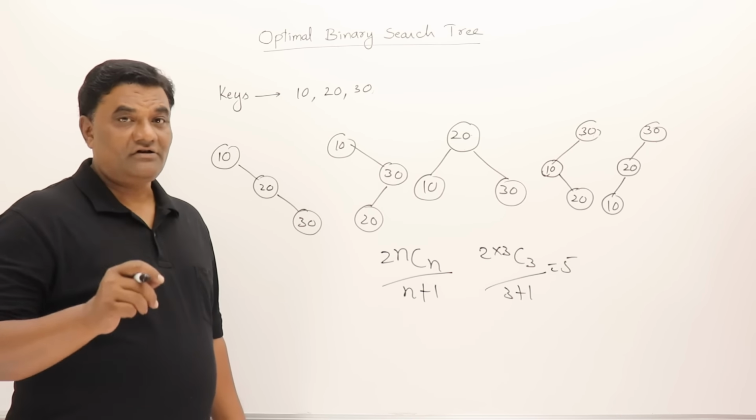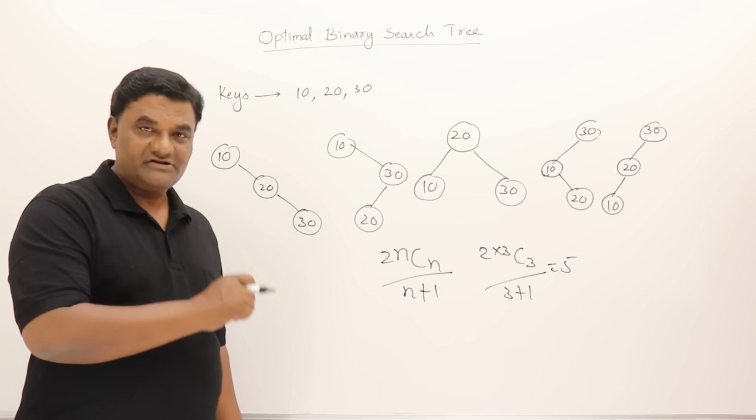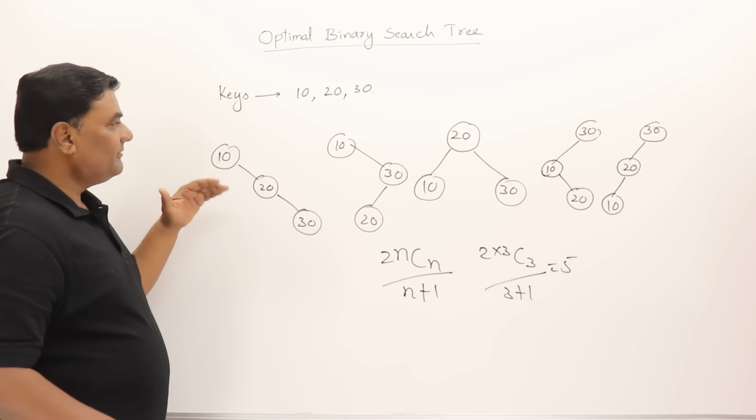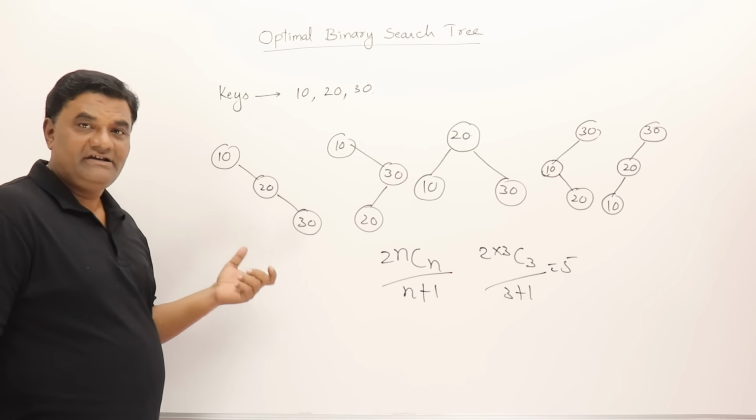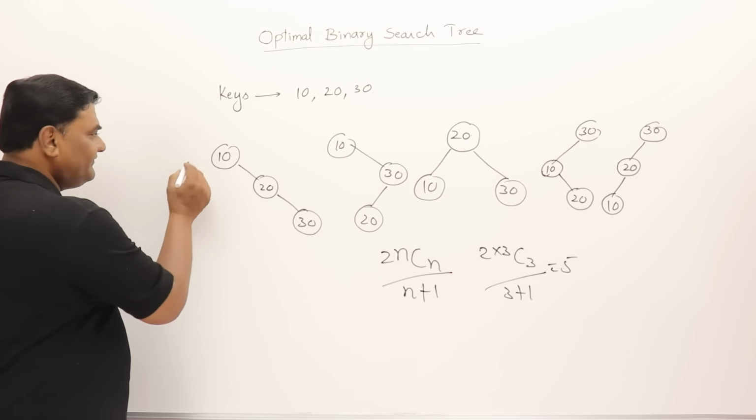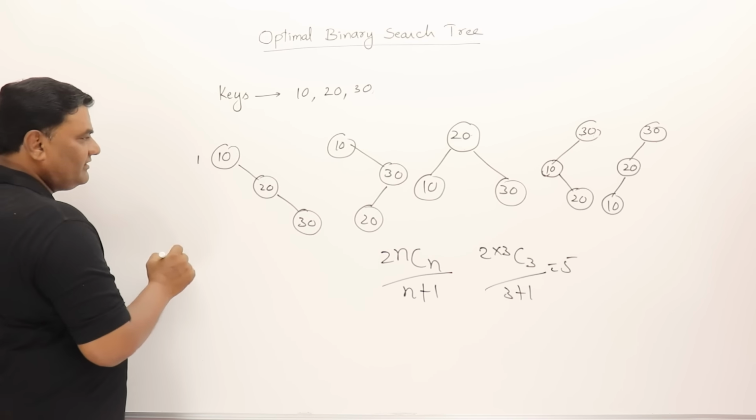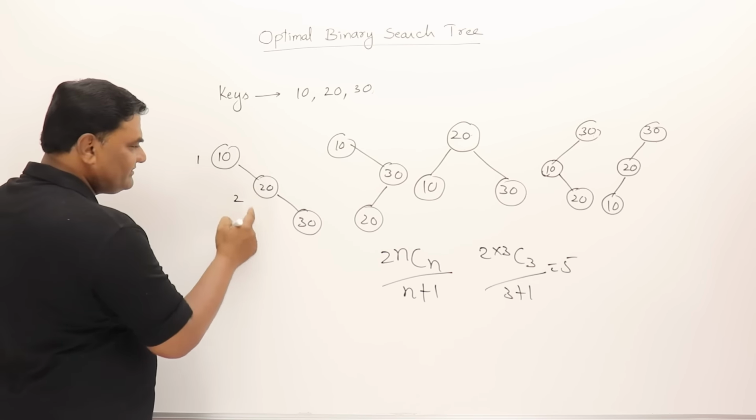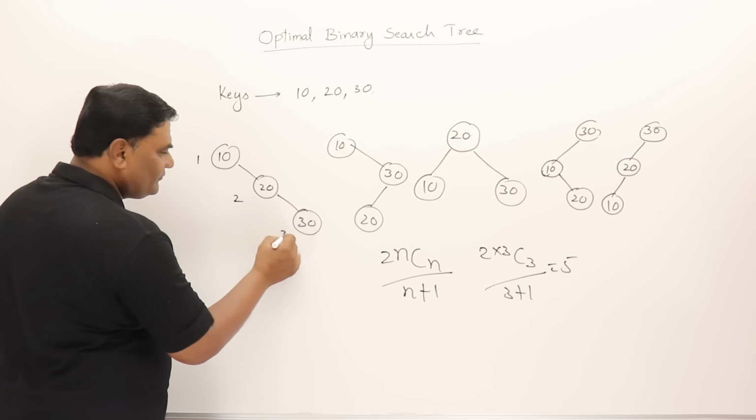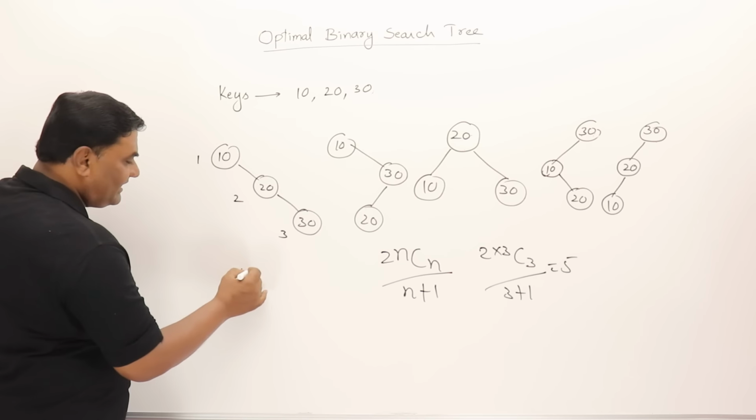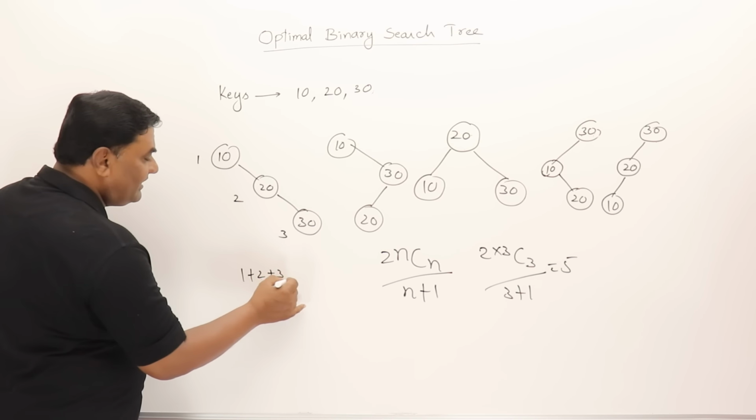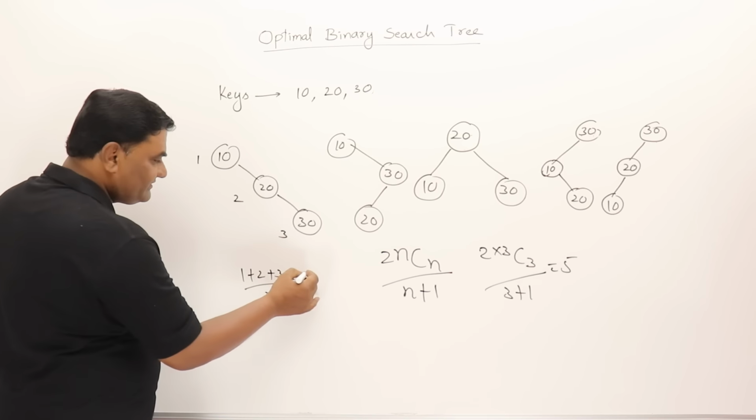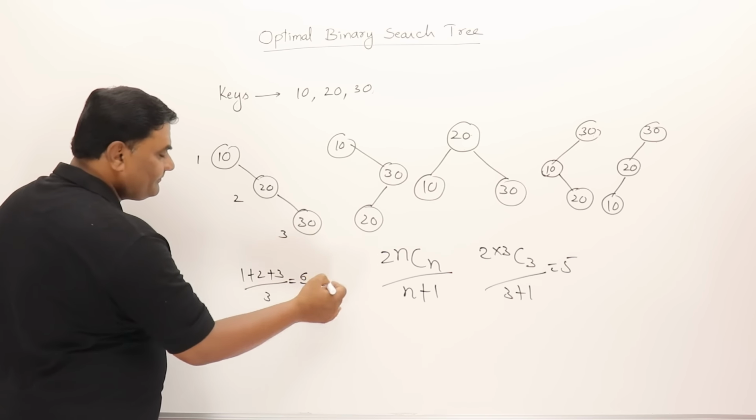We will see what is the cost of searching in each tree. See, the cost is dependent on the number of comparisons required for searching for a key element. So in this tree, if I am searching for this key element, then the cost is 1. If I search for this one, then I have to make 2 comparisons. And if I have to search for this one, I have to make 3 comparisons. So what is the average number of comparisons? There are total 3 nodes. So this is 6 by 3, that is 2.